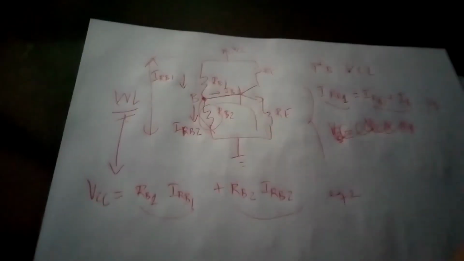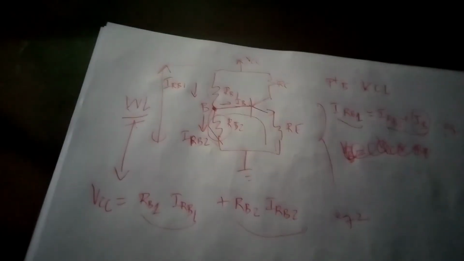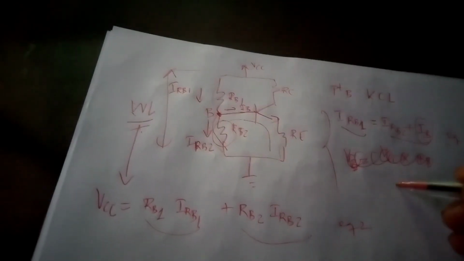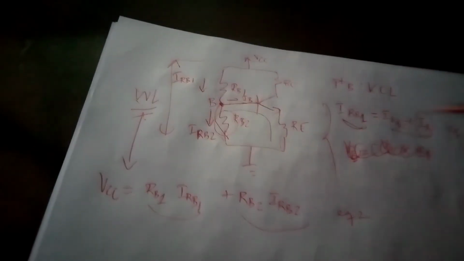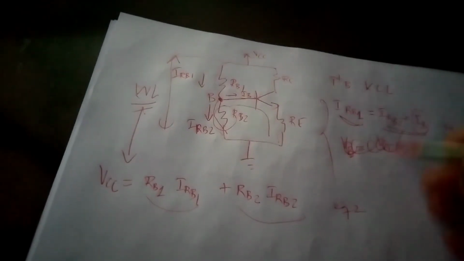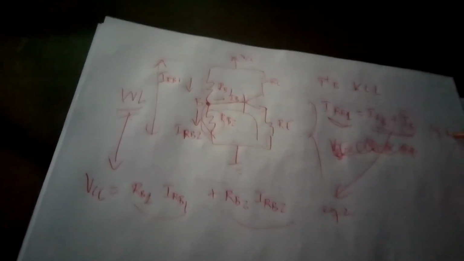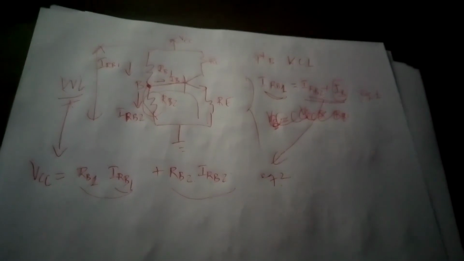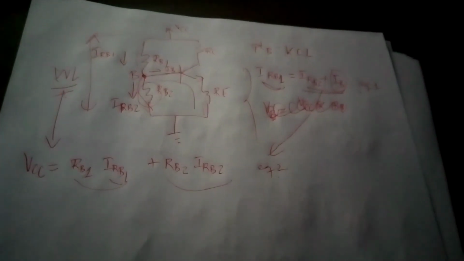Because remember, we are chasing after IB. So of course, what you can do now is replace IRB1 by its value in here already. So one equation, second equation. Now remember, how many unknowns have you got? You know RB1 and RB2. You don't know IRB1, IRB2, or IB. So we've got 2 equations, 3 unknowns. So we need a third equation normally to solve this problem.